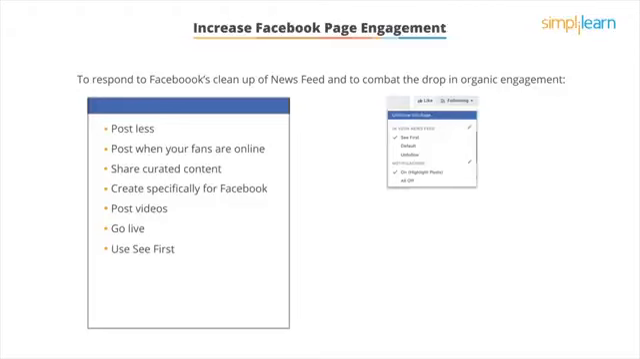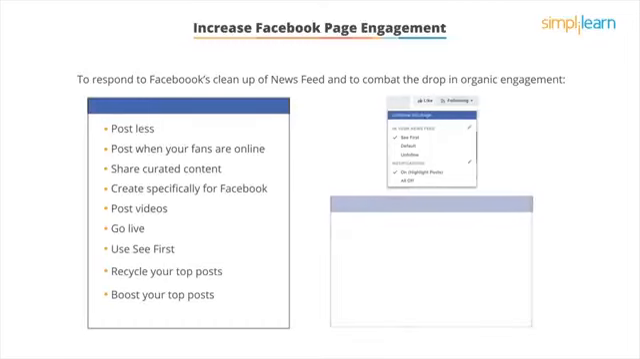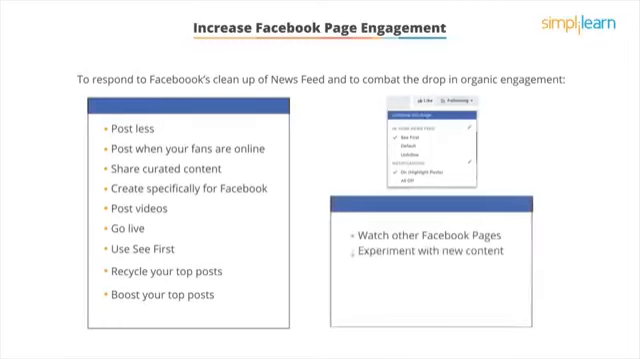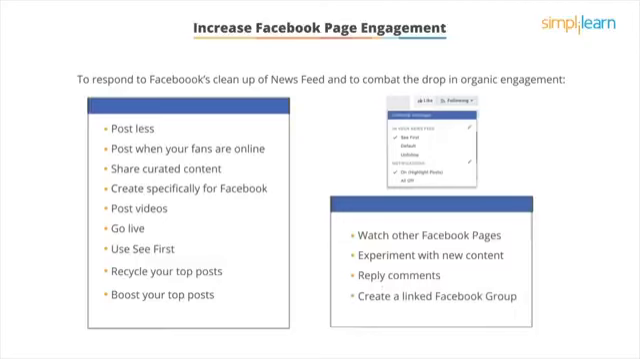Analyze your posts and see which posts have lots of engagement. Recycle these posts or boost them with advertising. Learn from other Facebook pages. Experiment with your content and certainly make sure that you reply to every comment you are getting. Another way of driving your organic reach is to start using Facebook groups. Facebook has revamped the group functionality recently and is promoting groups to be used by businesses as well. And this brings us back to the basics of marketing.